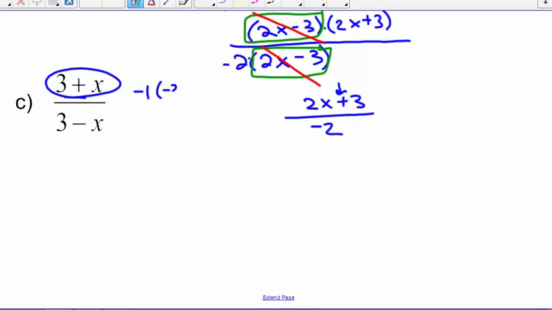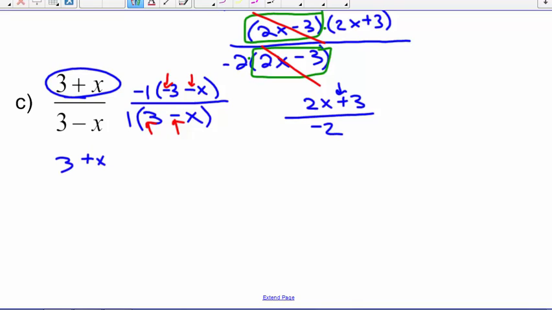In C, well, looks like they're opposite, so I look to take out a negative 1. I get negative 1 and negative 3 minus x. Well, is that the same as 3 minus x? They're both negative x's, okay. But the 3's, that's negative, that's positive. Nope, okay. Well, all right, let's scrap that.